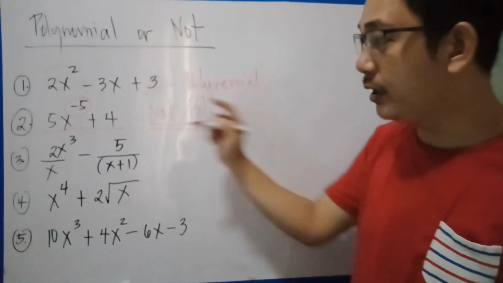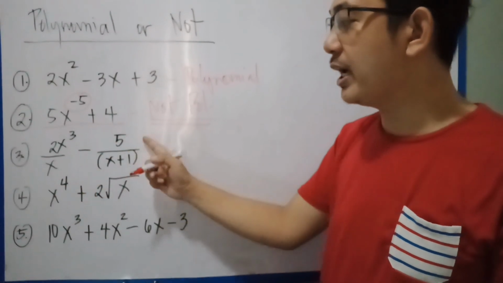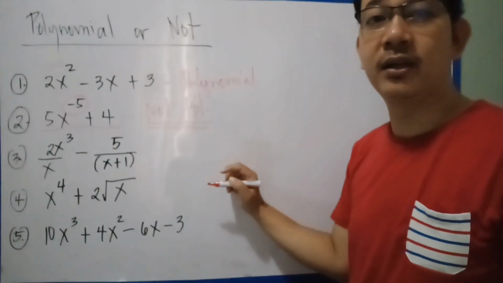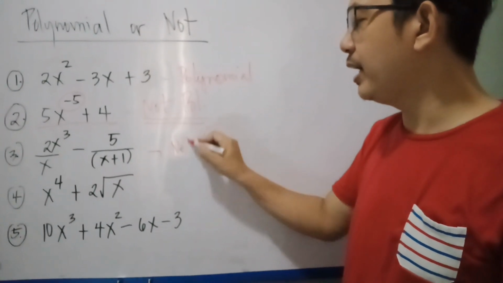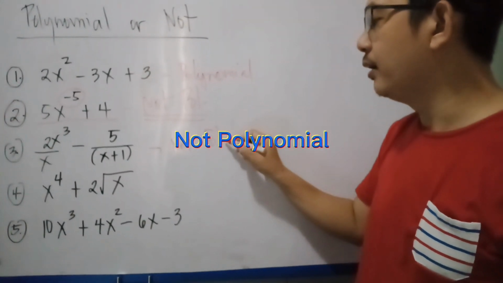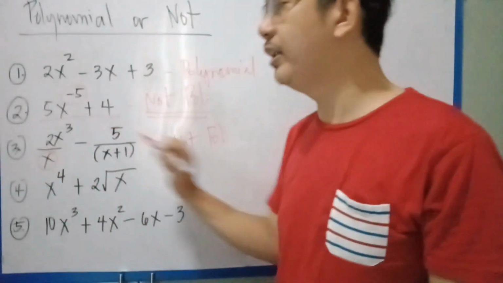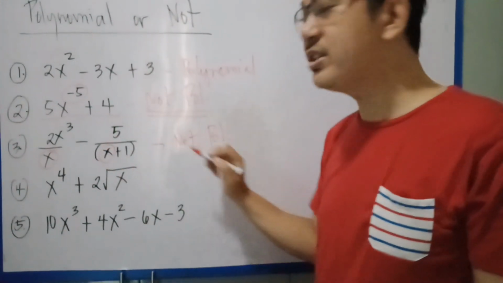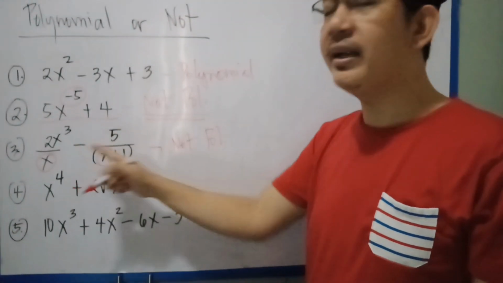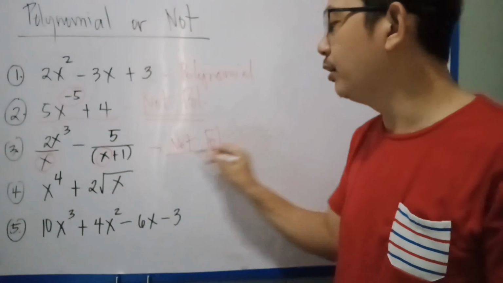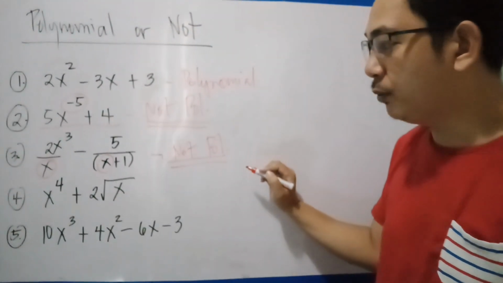For number 3, we have here 2x raised to 3 over x minus 5 over x plus 1. So, we can say that example number 3 is also not a polynomial. Why not polynomial? Because of the variable on the denominator. So, meaning to say, if there is a variable on the denominator, we can say that the given expression is not polynomial. I hope it's clear. So, let's proceed with number 4.